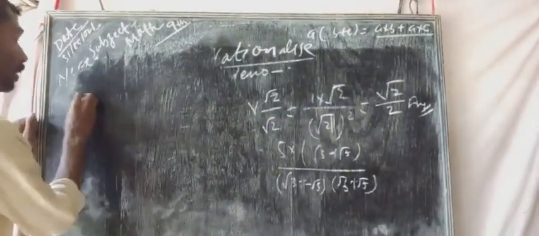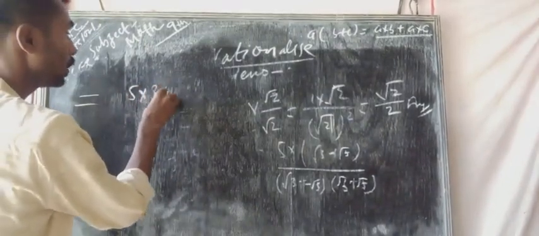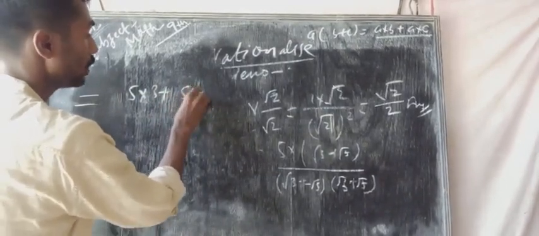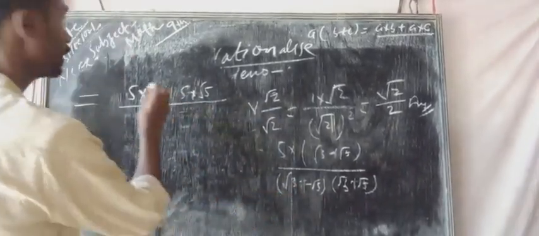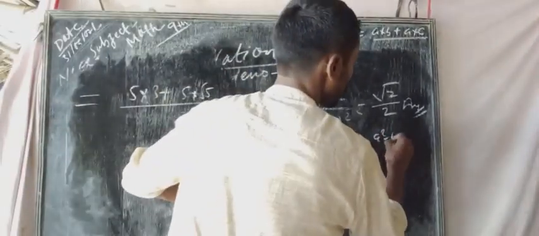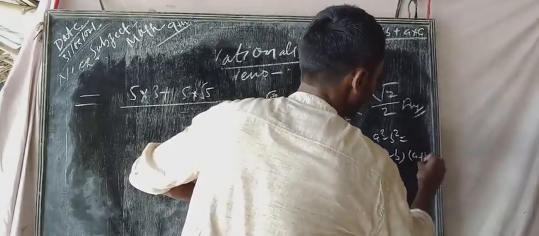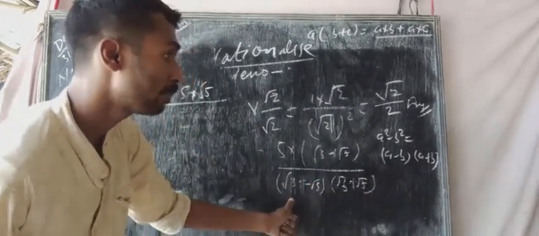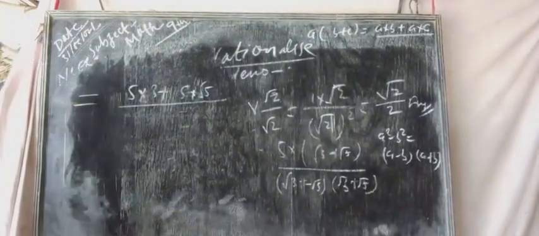Now the value is 5 into root 3 plus 5 into root 5. a square minus b square will be equal to a minus b and a plus b. Similarly, a minus b and a plus b. In the place of a is root 3 and in the place of b is root 5. Now the value is a square minus b square.